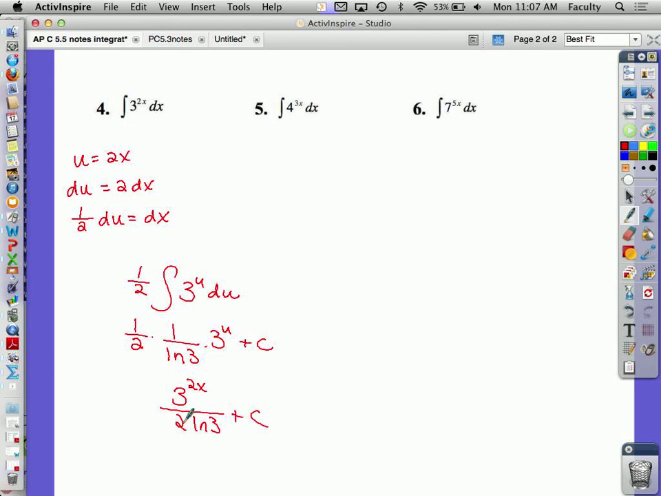Is it like 2 ln x is the same thing as ln x squared, right? 2 ln x, yes. Would the denominator for number 4 be able to be written as ln 9? Yes. Okay, I was just wondering. Yes, you are absolutely correct.